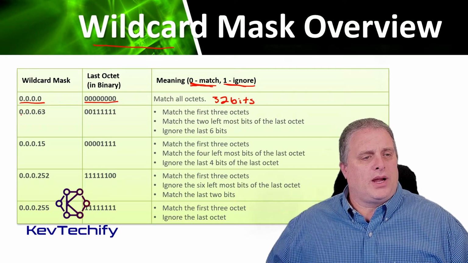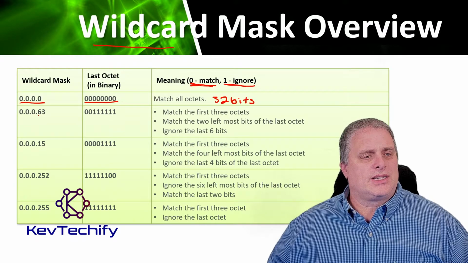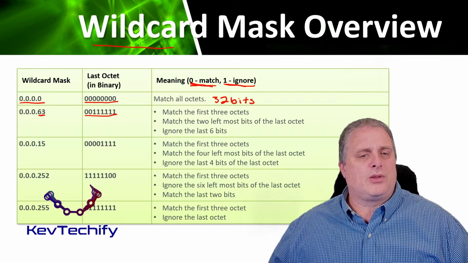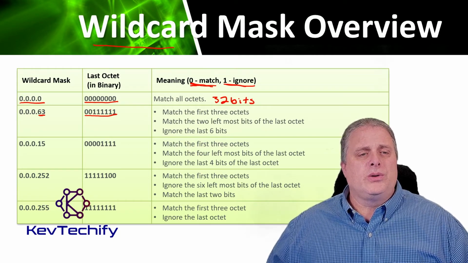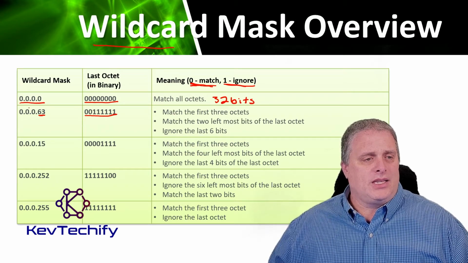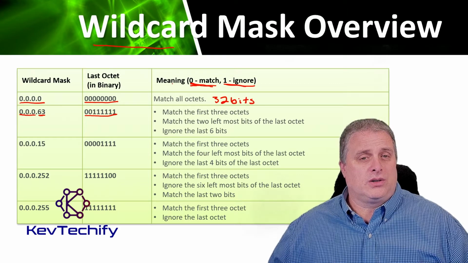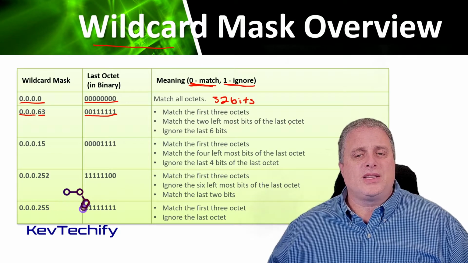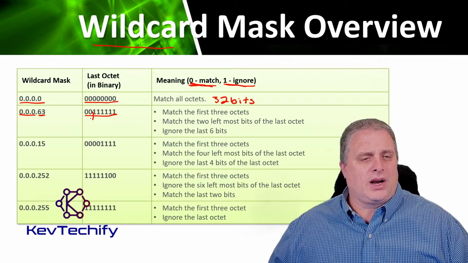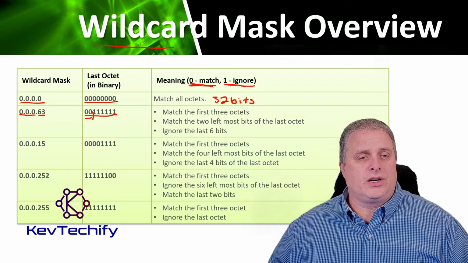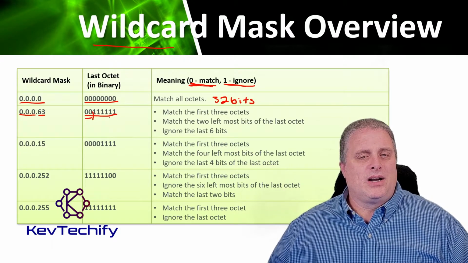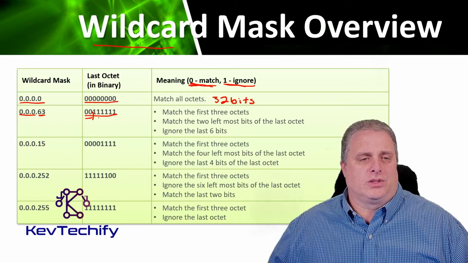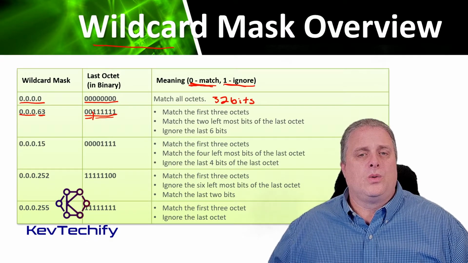Here we have another wildcard mask. We have three zeros and then a 63 at the end. Convert that 63, the last 8 bits look like 00 followed by 6 ones. We're going to match the first 3 octets because they are all zeros and a 0 means a match for a wildcard. Then we're going to match the 2 leftmost bits of the last octet, because those are our zeros. The last 6 are ones, so we're going to ignore them. We don't care what the value is.